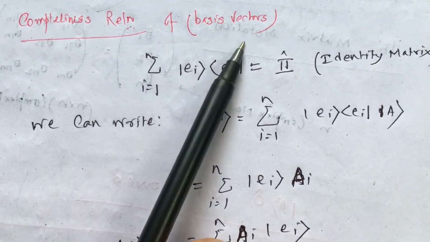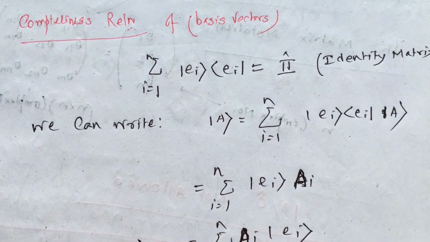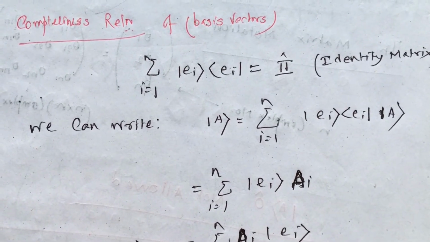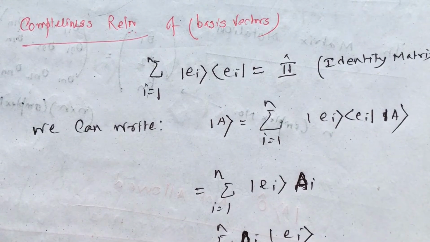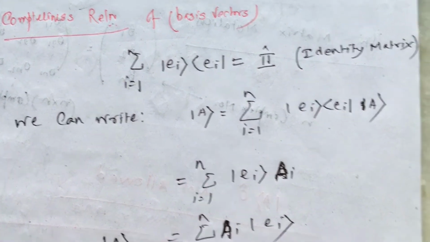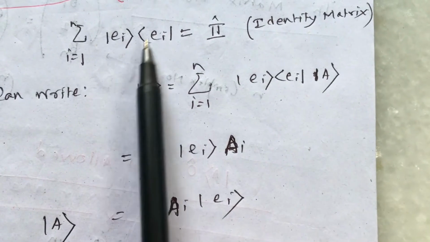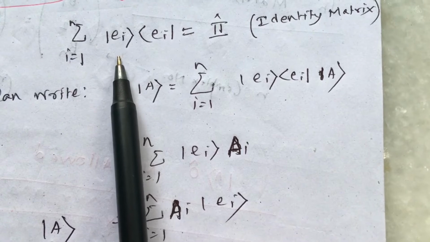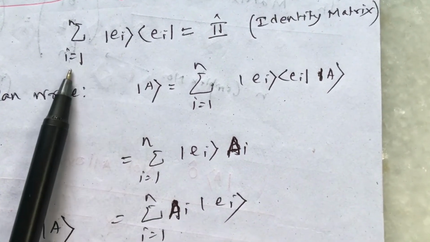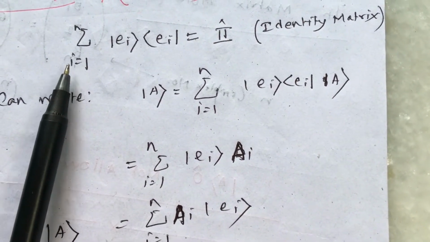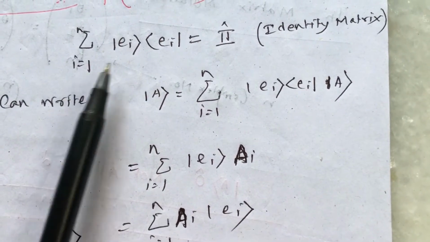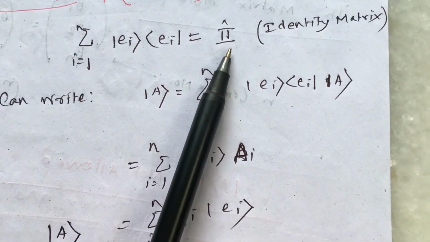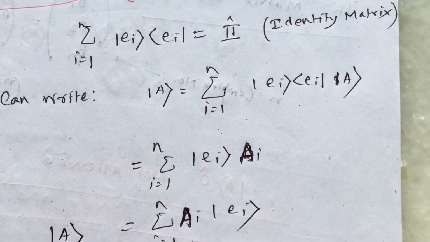Let's define a very important relation which is known as the completeness relation of basis vectors. We will exploit this property and this relation again and again. If I write the basis vectors like this, which is called an outer product, and with the summation sign of i equal to 1 to n, I will get another operator I hat, which is basically an identity matrix.